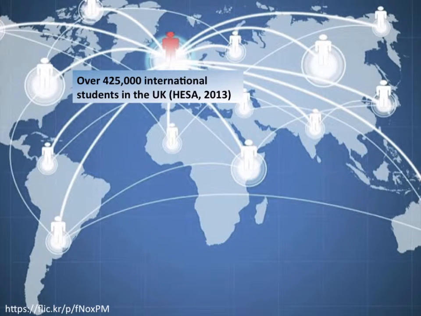These types of highly diverse modules are becoming increasingly more prevalent, particularly as the number of international students continues to rise worldwide. In the UK in 2013, for instance, there were over 425,000 international students registered. And although you can find international students in any discipline, they tend to be clustered around certain disciplines. For instance, in the UK, a full 38% of registered business students are international, and this fundamentally changes the dynamics within a classroom.